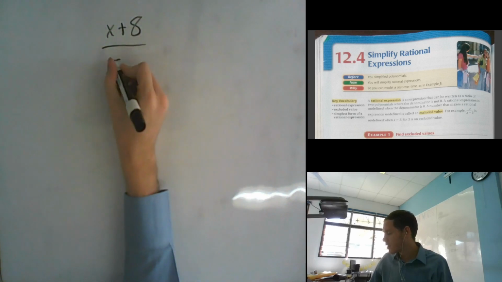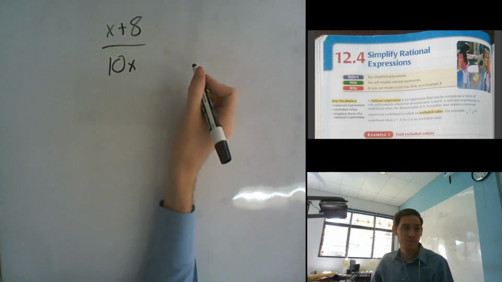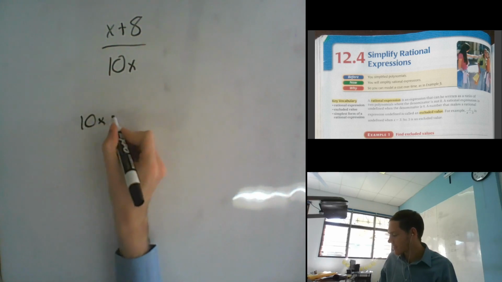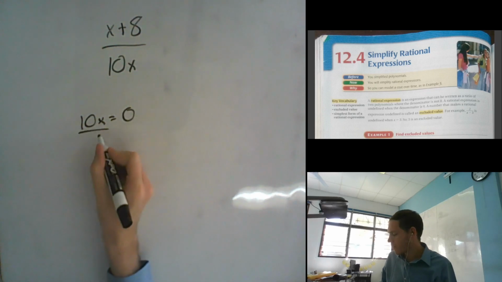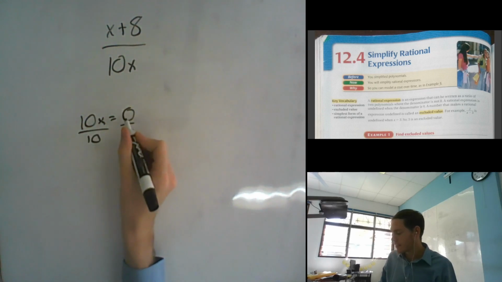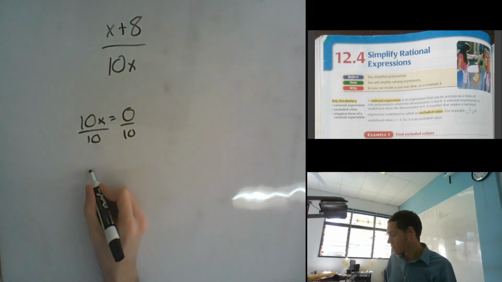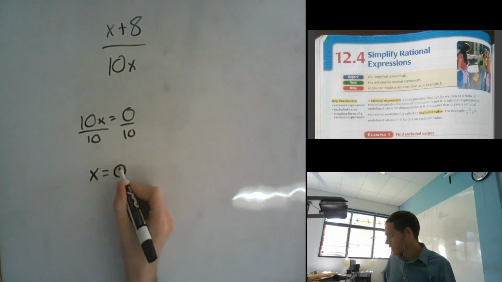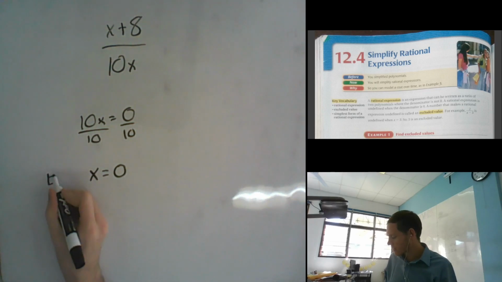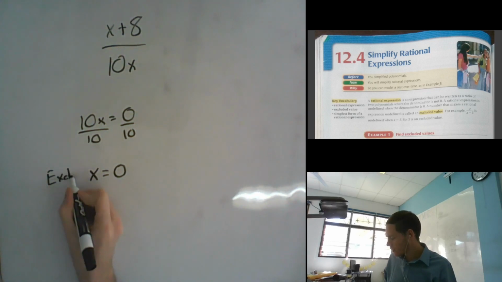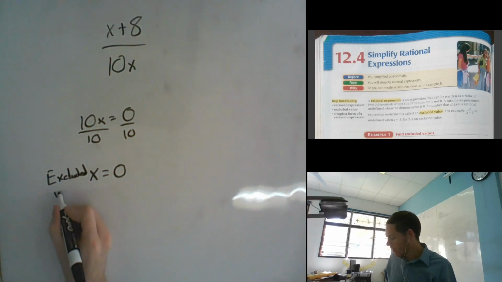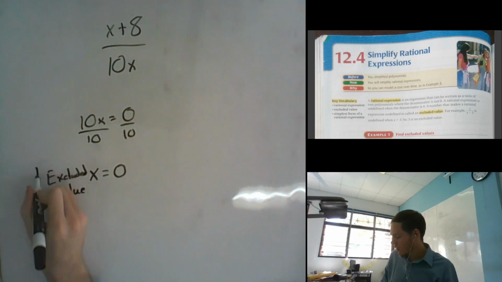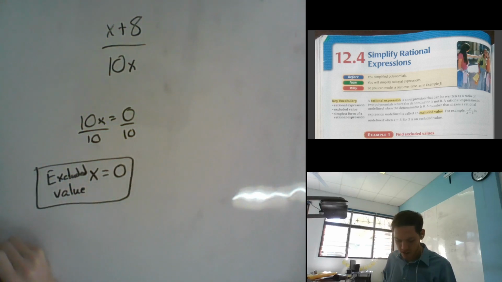So what's the excluded value here? Well, we set the denominator 10x equal to 0. And we divide both by 10. 0 divided by 10 is 0. So we get x equals 0. This is our excluded value. Okay, so this is our excluded value right there. The way they write it, yeah, I prefer this. Excluded value is x equals 0.